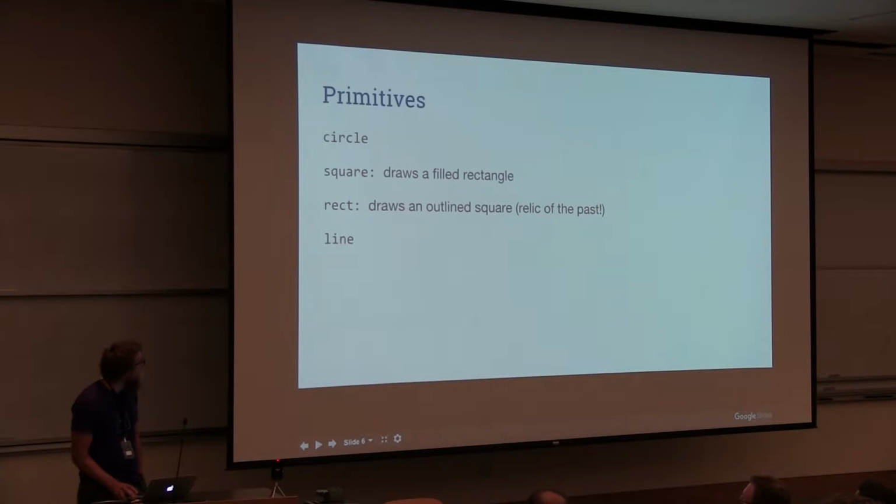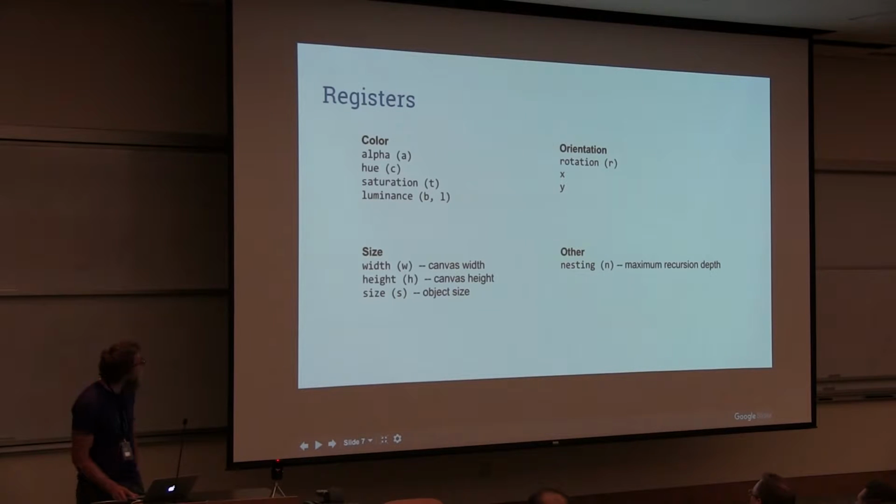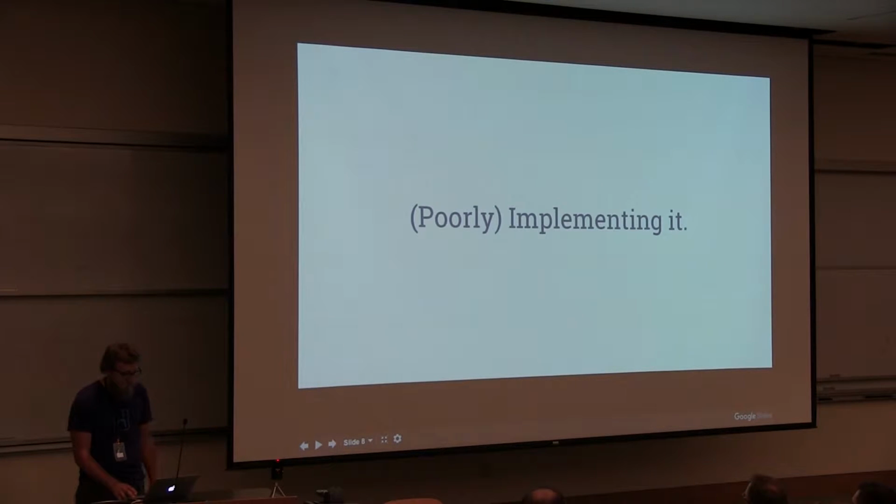So it does that using these 4 primitive functions. Circle, which is the only one that's used here. Square, rectangle, which is kind of a relic of the past and a weird thing, but I kept it for historic reasons. And those parameters manipulate these registers, and these registers control different color orientation, the size of different things, and then importantly, the nesting level. How many times can you recurse? And so I've maybe been poorly implementing it. I don't know, we'll see.